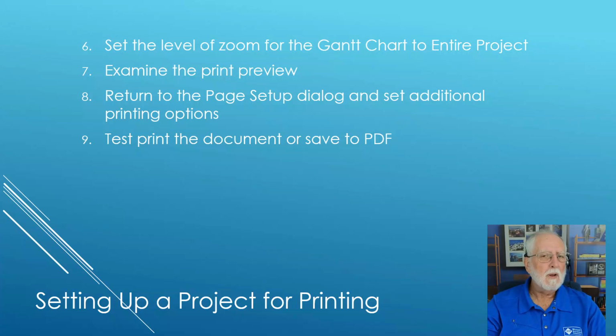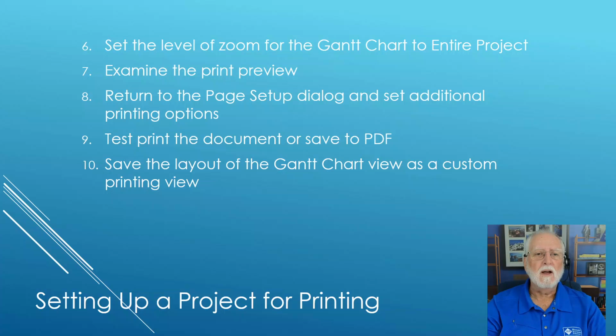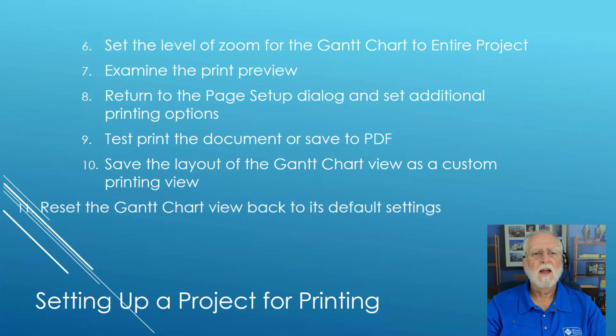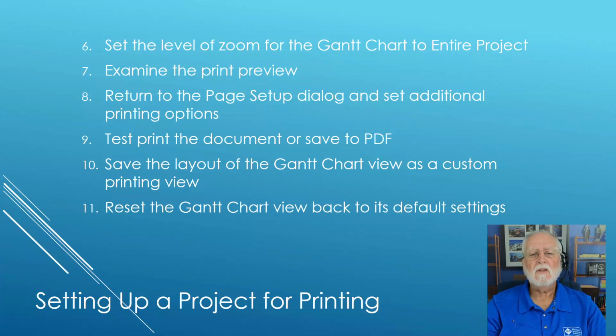Now, if it doesn't, you'll have to do some tweaks to the steps I've given you previously. But if it looks good, then save the layout of your Gantt chart view, that custom layout, to its own custom printing view. And that's the view that you will use every time you're ready to print or save your project to a PDF. And then finally, you'll need to reset the Gantt chart view back to its original default settings. So let's go ahead and take a look now at how to apply this process to a real project.